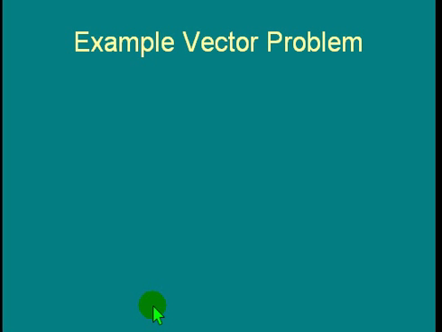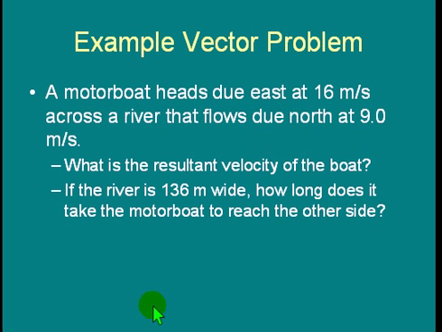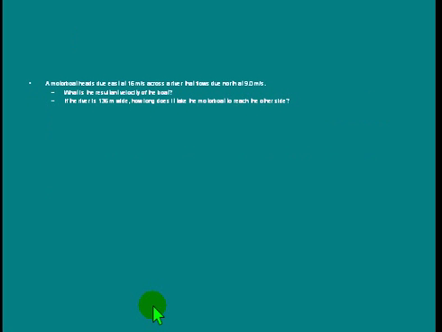Let's look at an example vector problem. Let's say we have a motorboat that's heading due east at 6 meters per second across a river that flows due north at 9 meters per second. What is the resultant velocity of the boat? And if the river is 136 meters wide, how long does it take the motorboat to reach the other side?